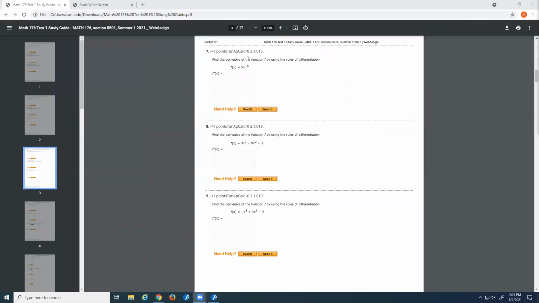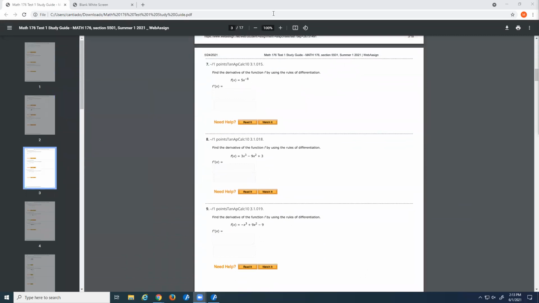All right. Yeah, number 7 is definitely a good one to go over as well. So we'll go ahead and do number 7 really quick. For number 7, it wants us to find the derivative again with the rules of differentiation. And again, we have this polynomial x to a power, but this time it's a negative power. So this can sometimes throw people off. We have to remember the definition.